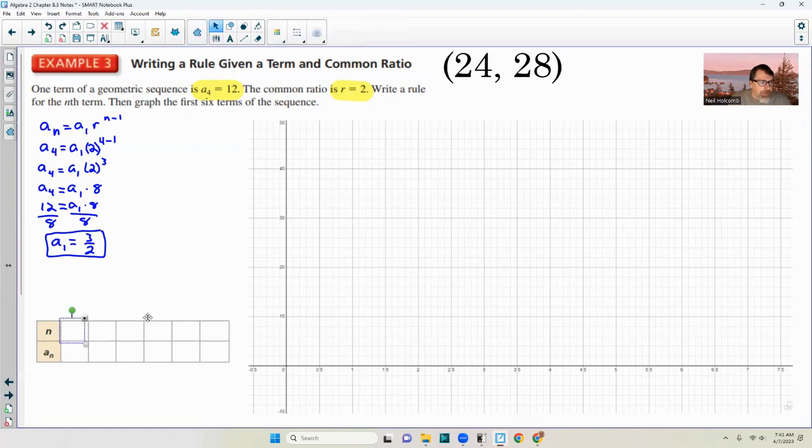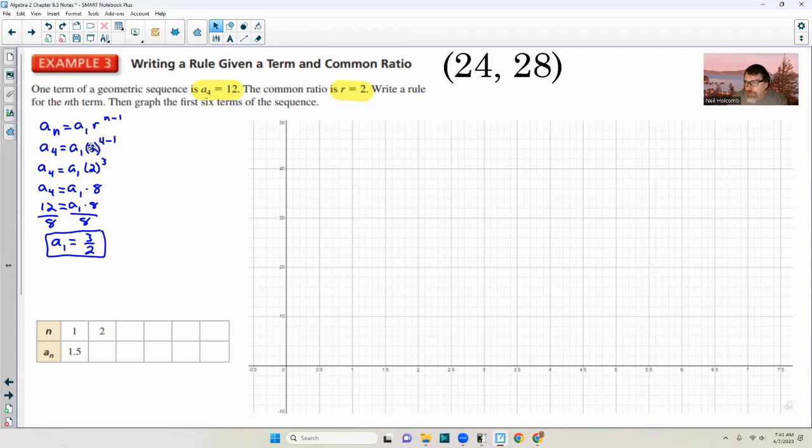So I'm going to do a table. First term, 1. First term, a sub n is 3/2 or 1.5. Second term, so what are we doing here? We're plugging in our value n. So up here, we're going to put a 2 here and a 2 here with our common ratio.